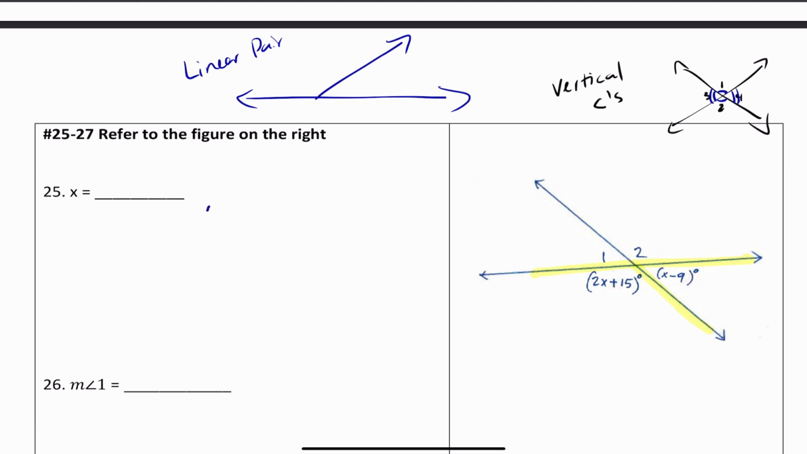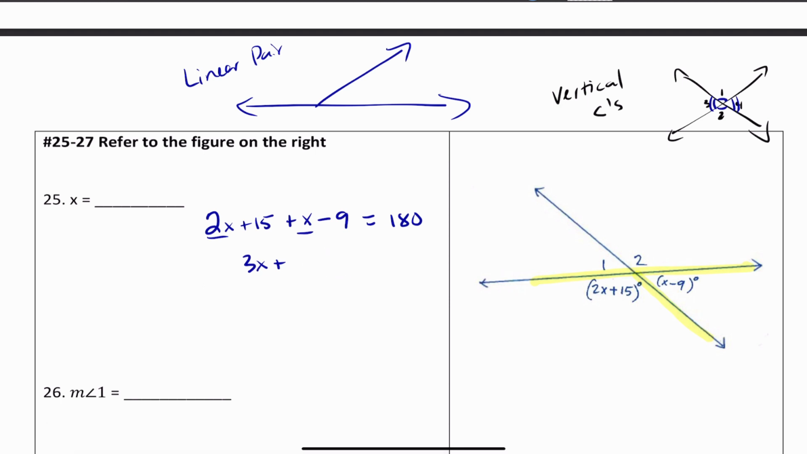I can add those angles up and set them equal to 180 degrees. So 2x plus 15 plus x minus 9 is equal to 180. I'm going to combine the like terms. I get 3x plus 6, because 15 minus 9 is 6, right? And that's 180. Subtract, and I have 3x is equal to 174.